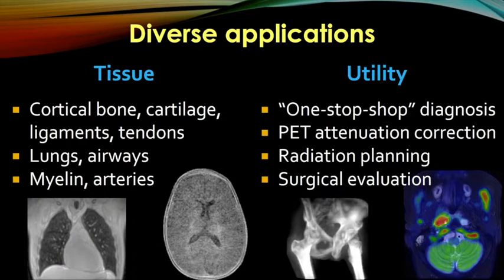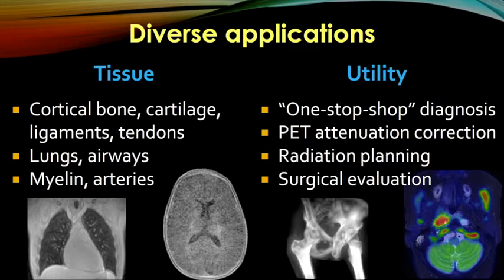Ultra-short echo techniques have many diverse applications beyond cortical bone. Other short T2 tissues would be cartilage, ligaments, and tendons, so musculoskeletal MRI is a big application. Also lungs and airways for chest MRI. You can even add an inversion pulse to achieve T1 weighting, thereby enabling myelin imaging and MR angiography.